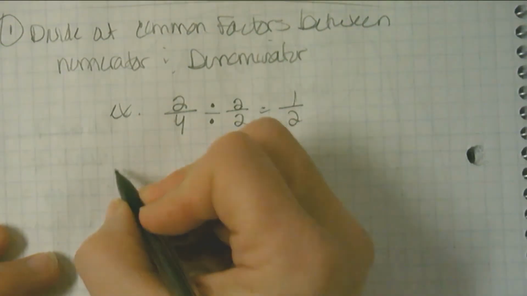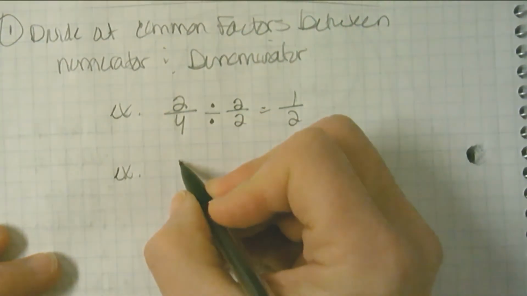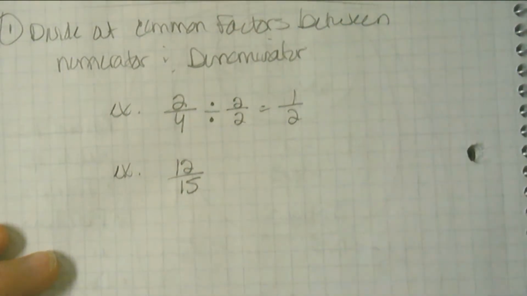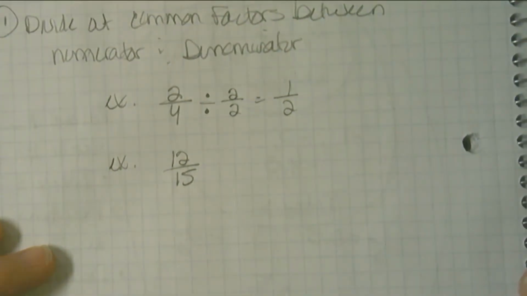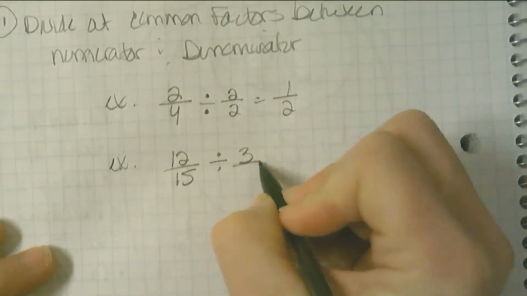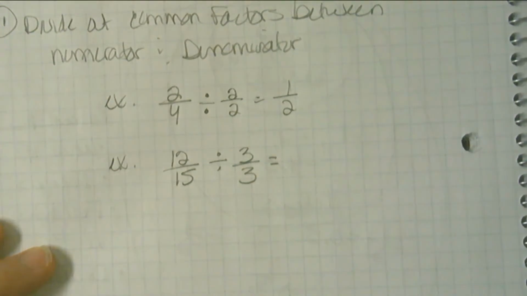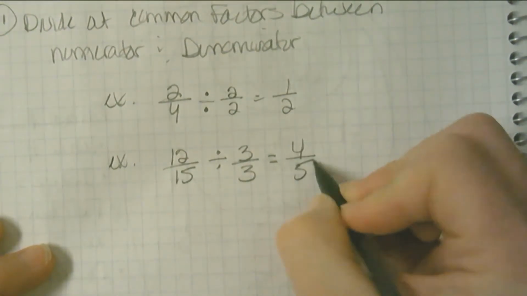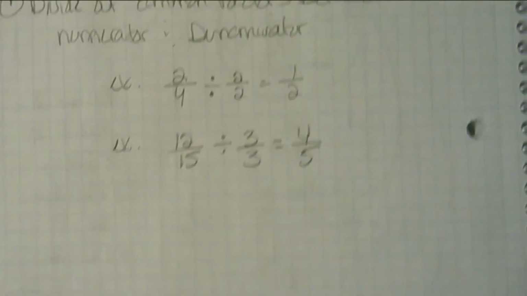All right. How about 12/15? What common factor do 12 and 15 have? Kira? 3. So I'm going to divide the numerator and the denominator by 3. So I end up with 4/5. How many of you guys are cool with this?